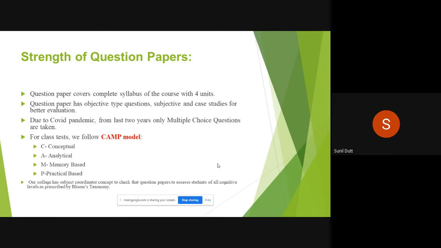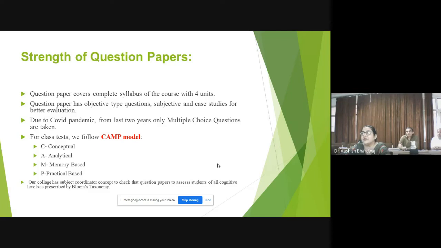Any suggestions you want to give to improve upon the examination system in your college? Sir, we should have Bloom's taxonomy in the paper setting, sir. All colleges have a subject coordinator concept to check the question papers, to assess the students at all levels as prescribed by Bloom's taxonomy.